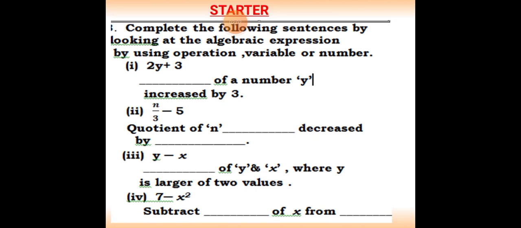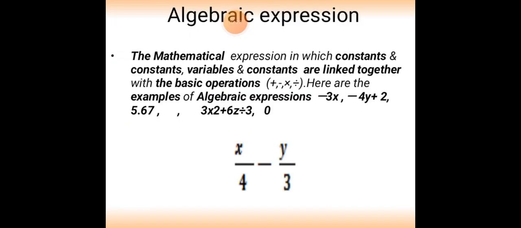Y minus 3x: the difference of y and x, subtraction or minus of y and x, or the subtracted value of y and x, where y is the larger of two values. 7 minus x exponent 2: subtract the square of x from 7.